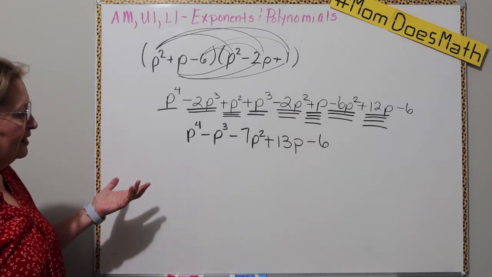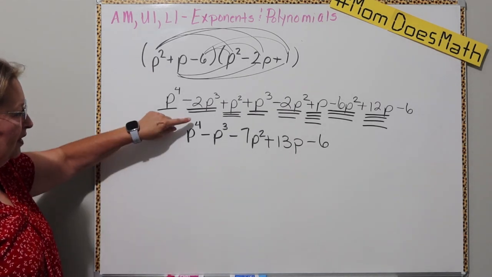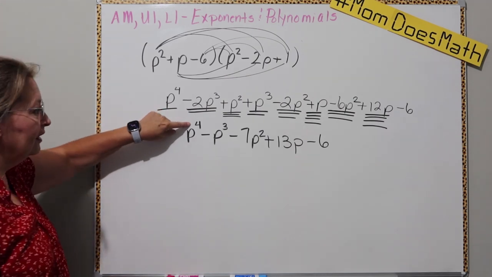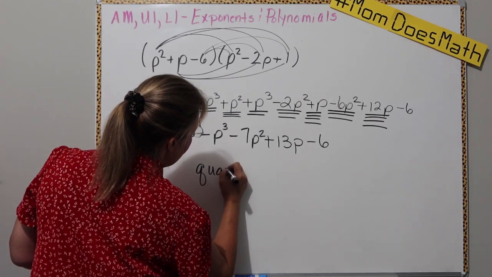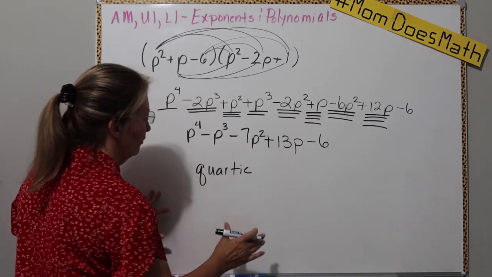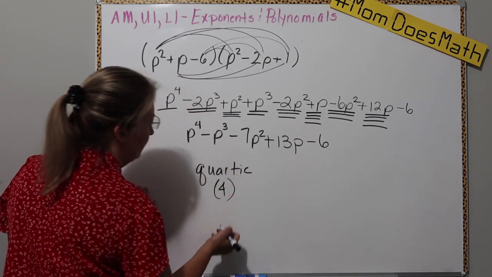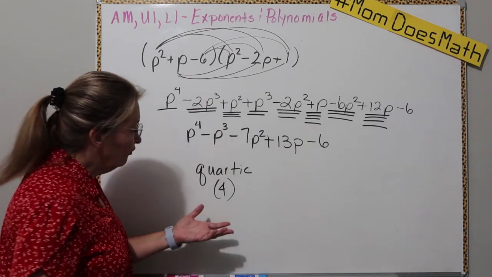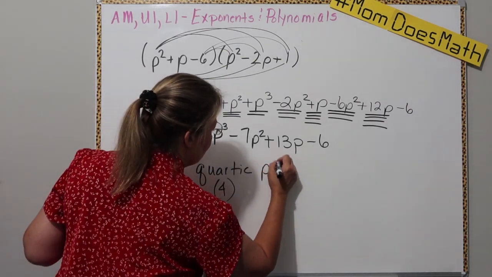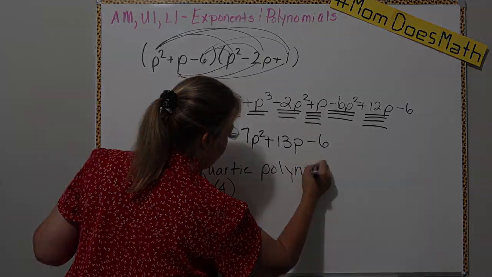So now we're going to classify it. What's our highest exponent? This is a degree 4 polynomial, which is a quartic. Usually people just refer to it as degree 4, so I'll put both of them down here. Alright, now how many terms do you have? 5. 4 or more is just a polynomial.